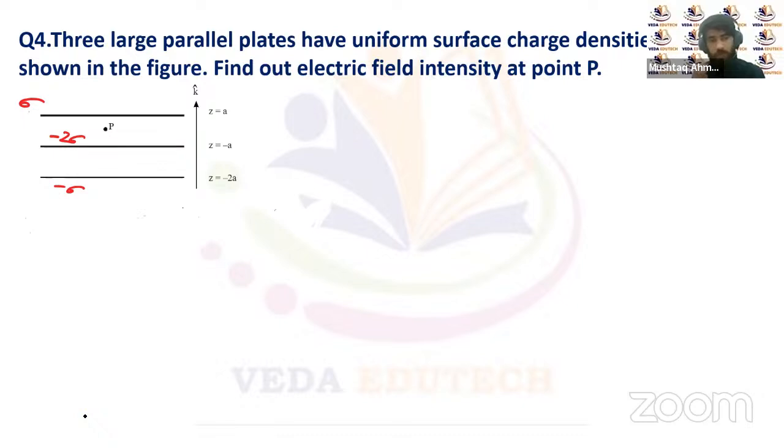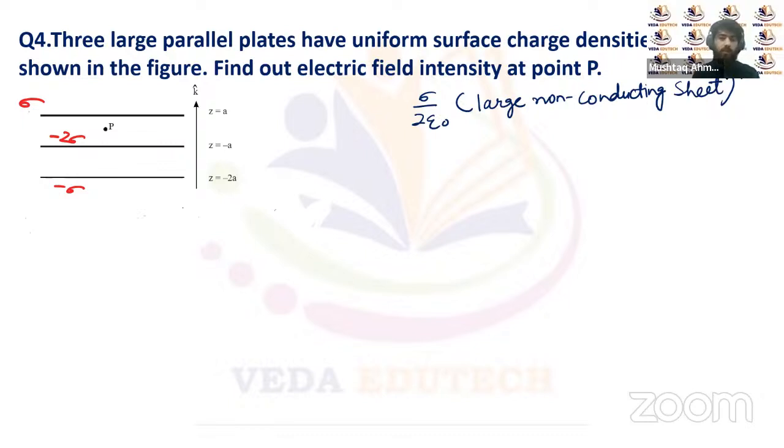We know that the electric field due to a large infinite non-conducting sheet is sigma upon 2 epsilon naught. So this is the net electric field due to a large non-conducting sheet. But we have to calculate the field at this point P. So at point P, the net electric field will be because of all the three sheets here.